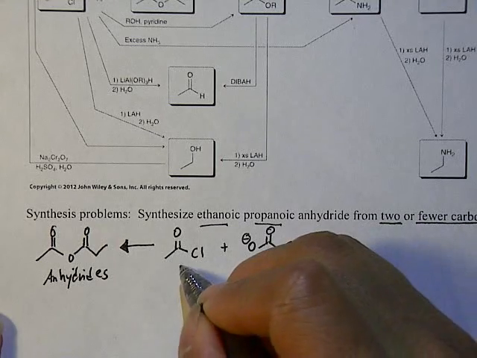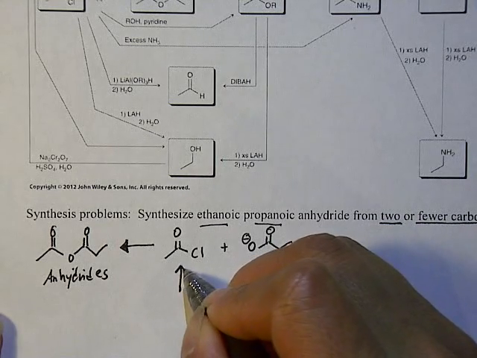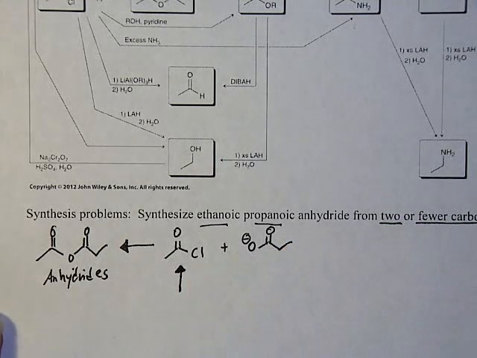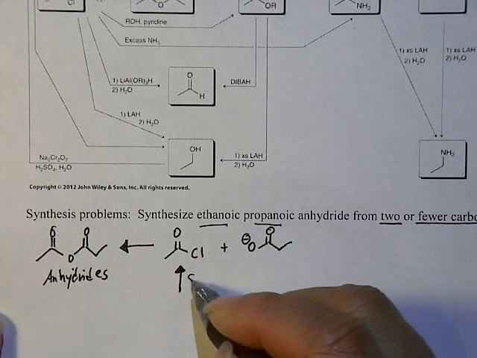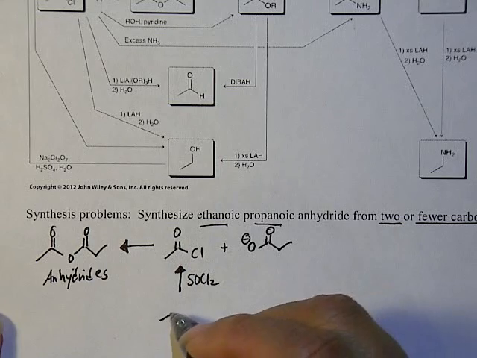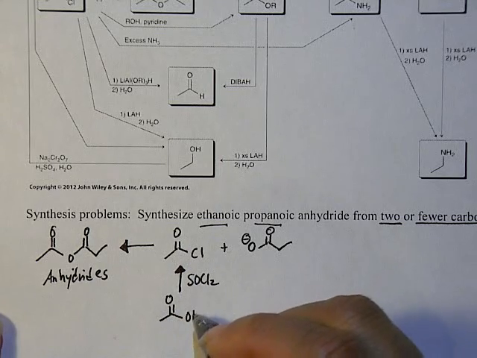So then you draw another arrow to it, okay? And ask yourself how you would make acid chlorides. You know that you make it with thionyl chloride from carboxylic acid.